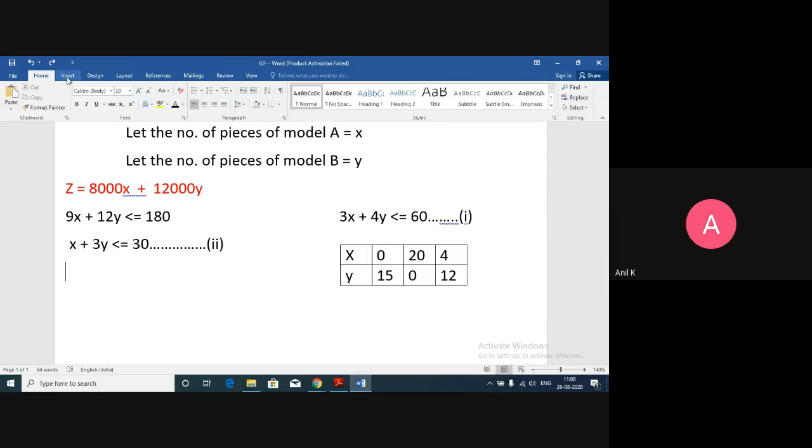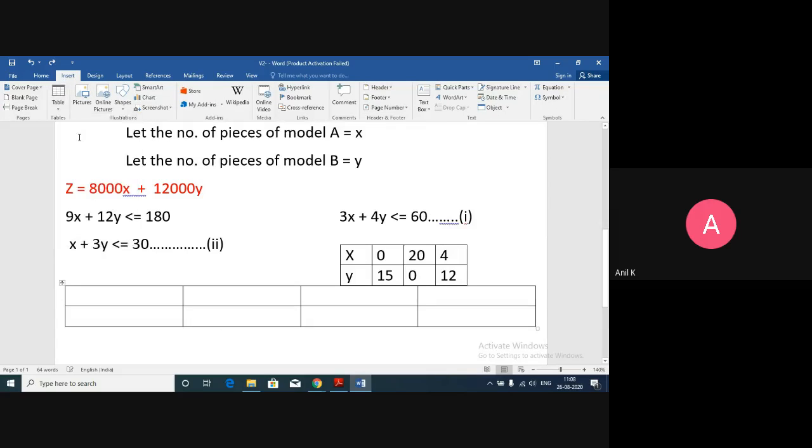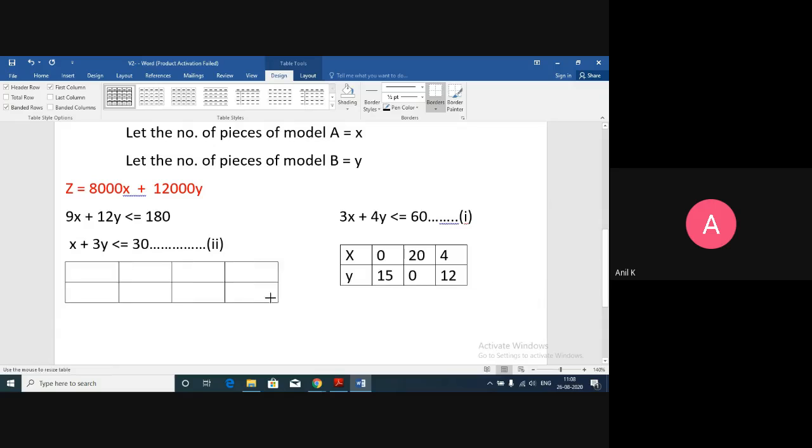I think only I need 2, not 3. 2 here. So this table is for the equation number 2. So this is x and this is y. So let me put x value is 0, y value is going to be 10. If I put x value is maybe some, let me see, if y value is 0, x value will be 30.